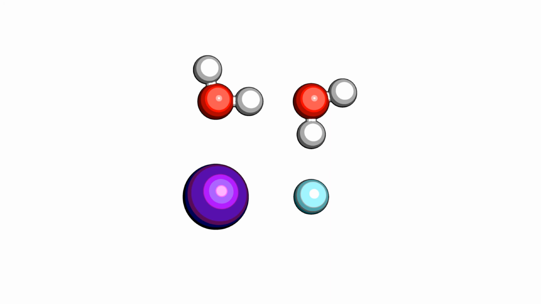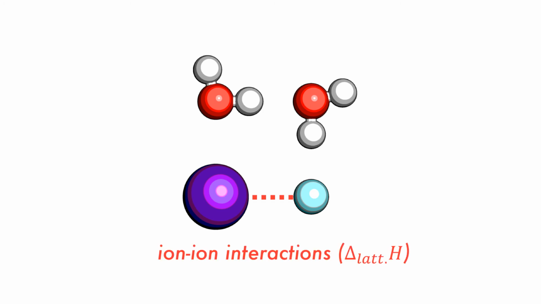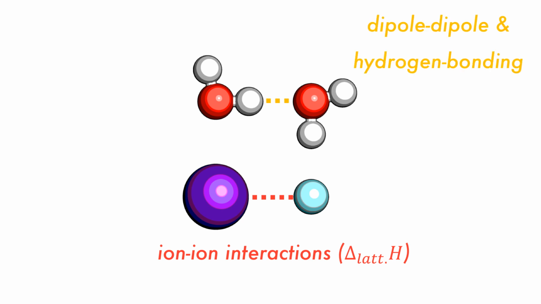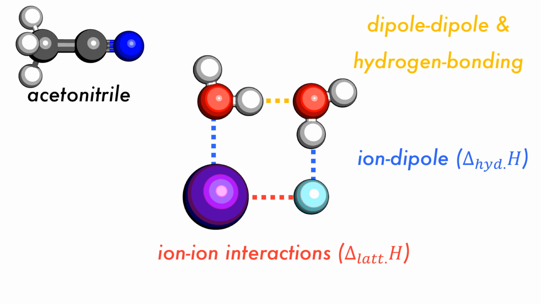The intermolecular forces of salt dissolution in water can be summarized here for potassium fluoride. The Coulombic or ion-ion interactions defined by delta H lattice between the potassium and fluoride ions is the dominant force that needs to be overcome to dissolve the solute in the solvent. There are also the intermolecular forces of the solvent with itself. In this case, water has both hydrogen bonding and dipole-dipole interactions. The ion-dipole interactions between the solvent and solute are important because these must overcome the ion-ion interactions in order to dissolve the solute. Acetonitrile is a common solvent that has dipole-dipole interactions but no hydrogen bonding capabilities.